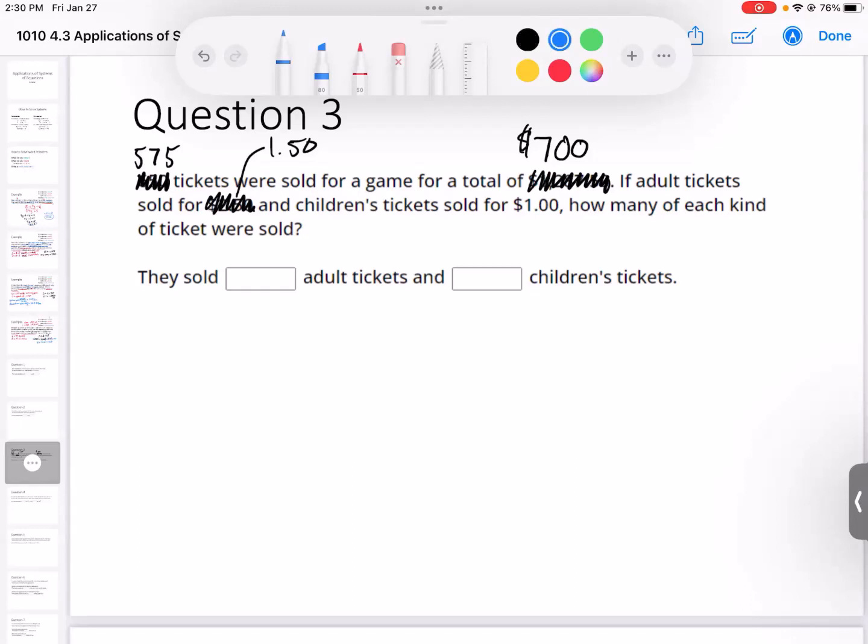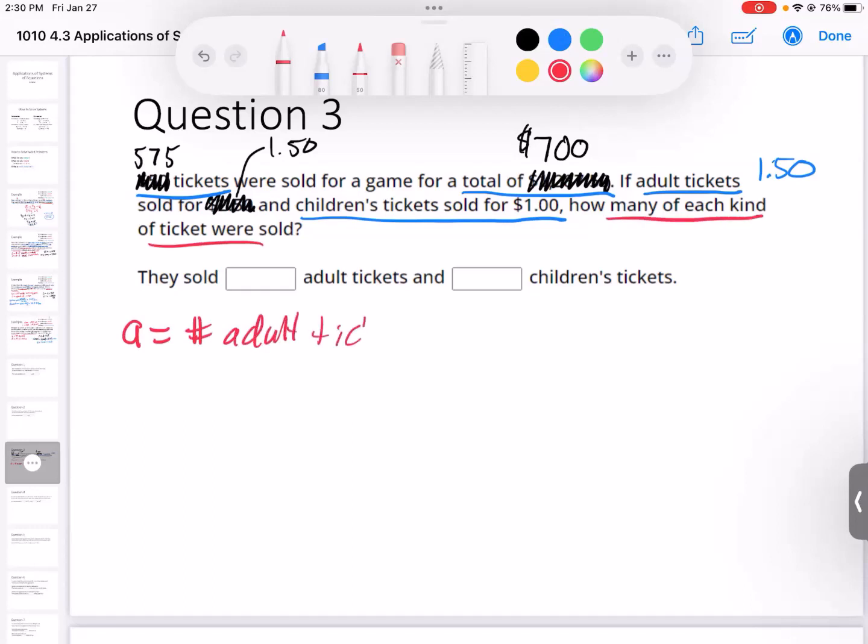Okay, so on this one, we have 575 tickets sold. The total money is 700. We know that adult tickets are $1.50, and children's tickets are $1. And the question is, how many of each kind of ticket are sold? So I'm going to have A equal the number of adult tickets, because we're looking for how many of each kind, and C equal the number of children's tickets.